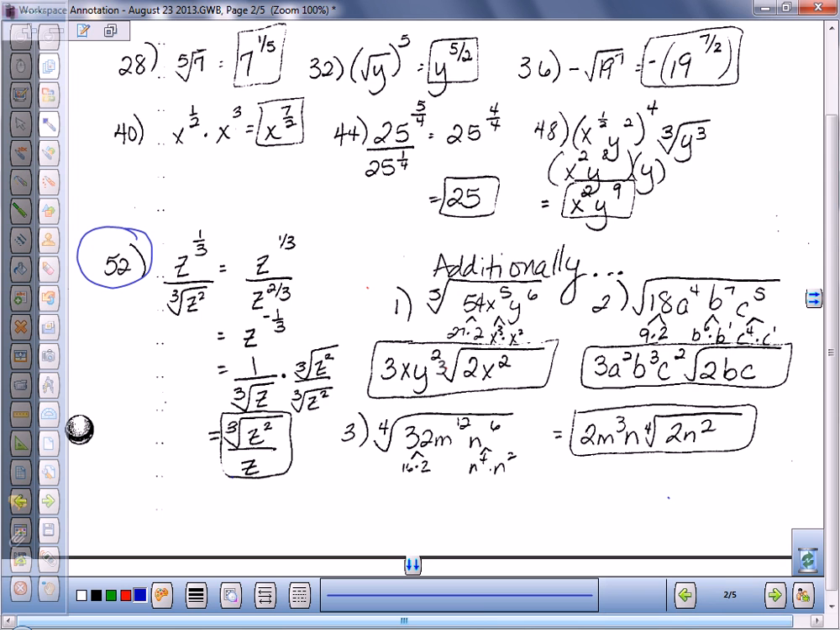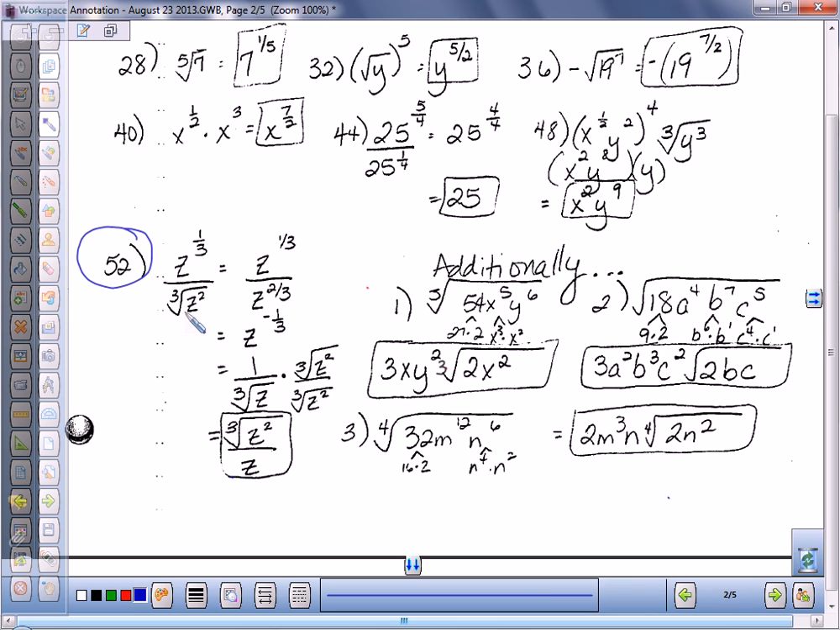Alright, so we need to go over 52. Sorry to those of you that are watching the video, we have a little drop. Alright, so we have x to the 1/3 divided by the cube root of x squared. We have a rational exponent and we have a radical. It's really easiest to deal with one form or the other, but when we have both, it's a little confusing. So you're either going to want to convert both of them to the rational exponents or both of them to the radical, and it doesn't matter, whichever one you're more comfortable with.